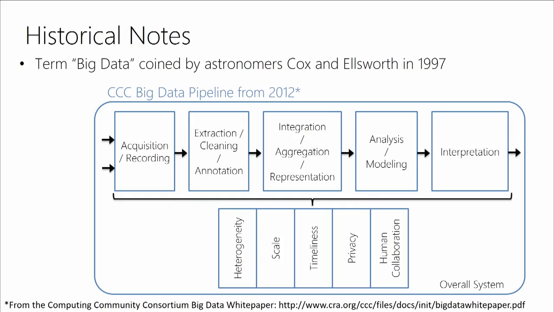Okay, so let's start with some historical notes. So the term big data was coined by these two astronomers in 1997. So it's kind of an old term that got a bit hyped up a few years ago after the CCC white papers on big data came out. Now, I'm showing you here the CCC big data pipeline from the white paper in 2012.